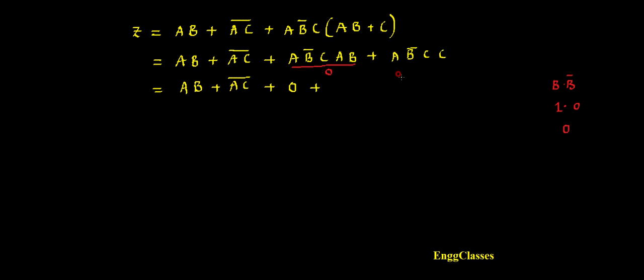C into C is C square in normal algebra, but in Boolean algebra C into C is always C, because C can take two values, either 0 or 1. If I assign 1 to C, 1 into 1 is 1. Hence I would get AB'C. So this is a somewhat reduced expression. I have got AB plus (AC) whole bar plus AB'C. So Z is equal to this.